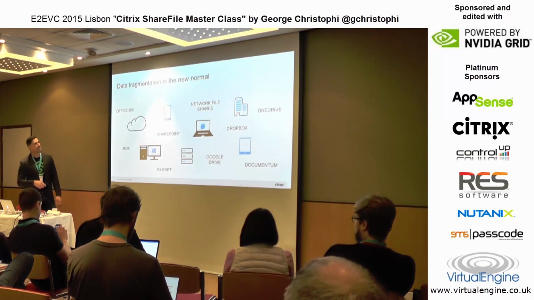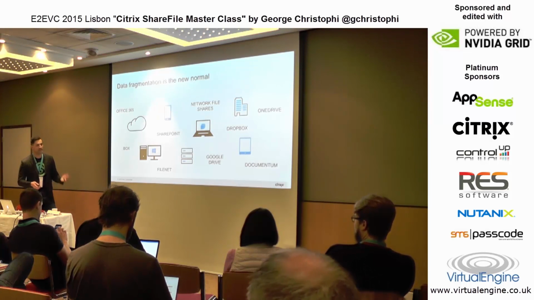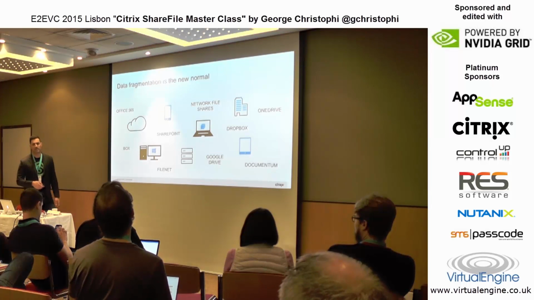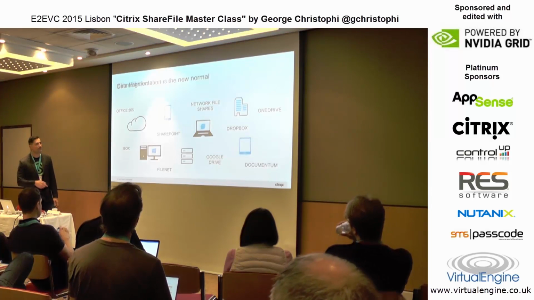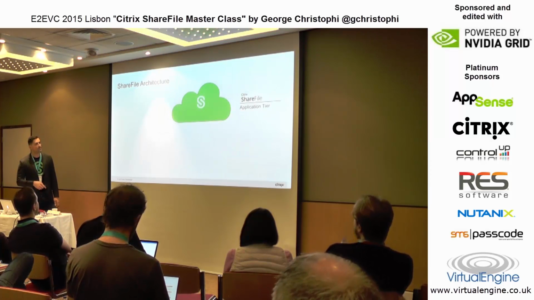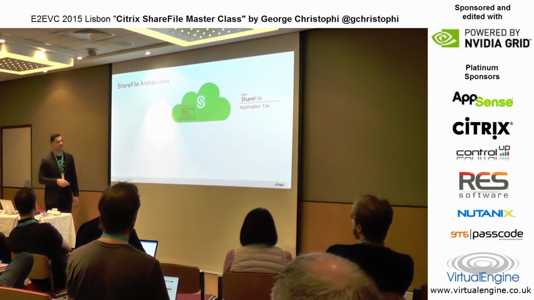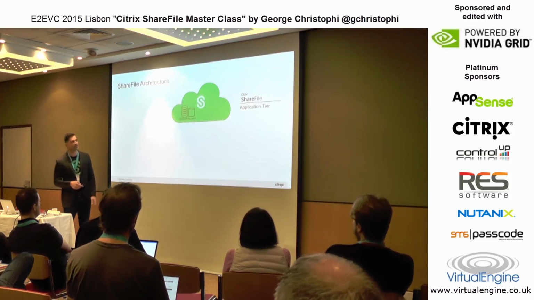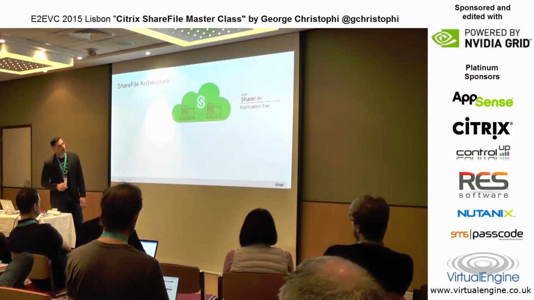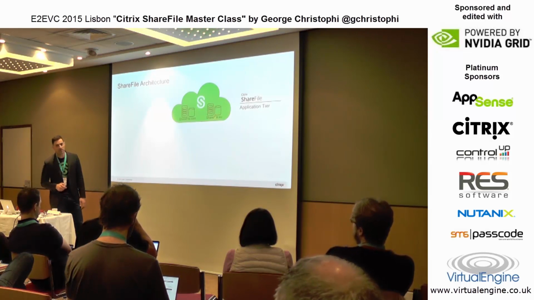I'm just going to run through this. Fragmentation, we're finding data is everywhere. I can't see it being consolidated in an immediate hurry at all. So let's go through the architecture. This is the ShareFile SaaS tier, the application tier, and we've got two separate architectures: one in Germany and one in US.